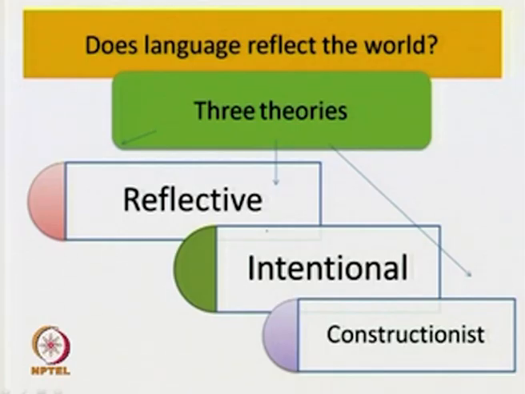Among these are, number one, the reflective theory or the reflective school of thought, next the intentional theory, and finally the constructionist theory. So remember, the relation between language and the world, language and reality, is tried to be explained by three different theories, and let us see how they try and work it out.